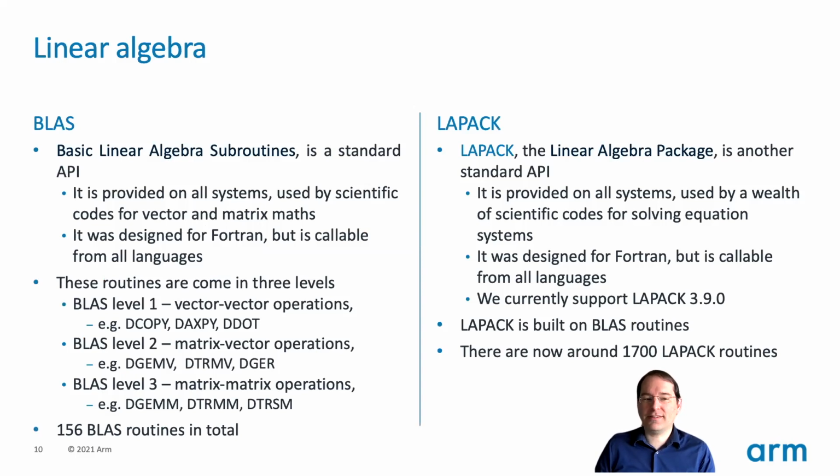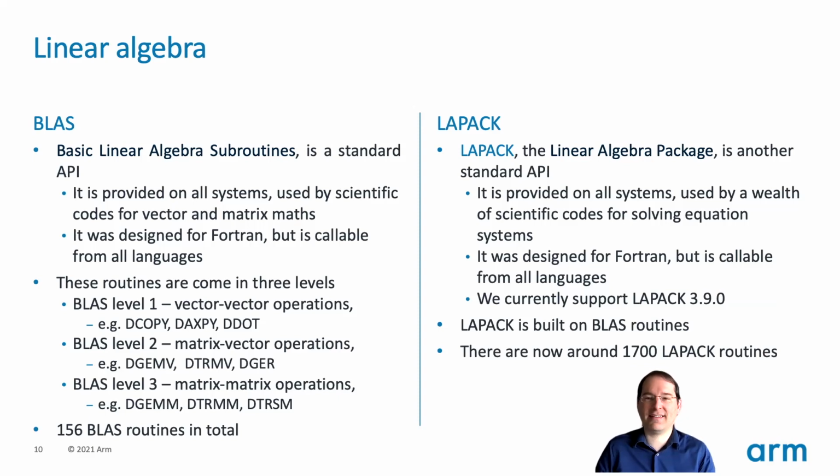So BLAS comprises of about 3 different levels. So vector-vector operations are called BLAS level 1. There's matrix-vector operations at level 2, and matrix-matrix operations at level 3. These differ from each other in that the vector-vector operations are very much memory-bound in terms of how they work, whereas matrix-matrix operations, they are very much compute-bound. So you're able to achieve much higher, closer to peak performance for your implementations. In total, we've got about 156 BLAS routines, which are there to provide these really high functional building blocks, super optimized to make sure that when you're calling into them, you get the best performance.